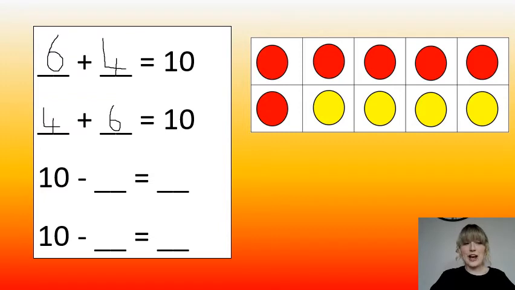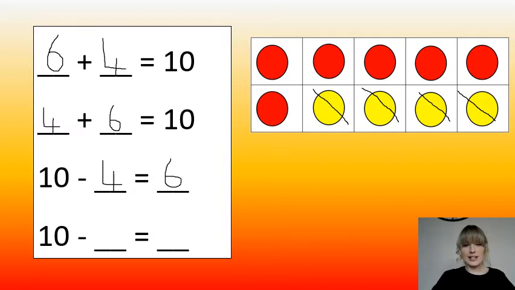Now if we know that 4 and 6 or 6 and 4 is 10, we also know that 10, take away the 4, so I'm crossing 4 out, is going to leave me with how many? How many red counters have I got left? Or how many counters have I got left? 10 take away 4 is 6. Well done.